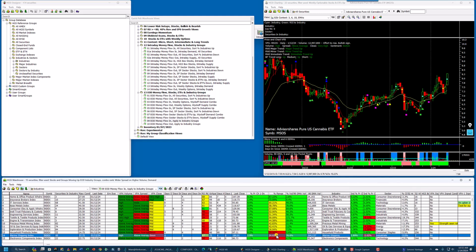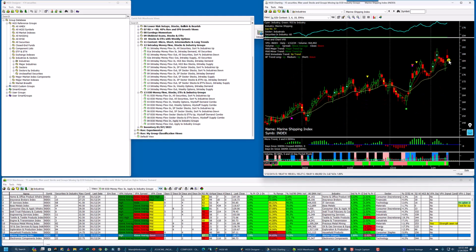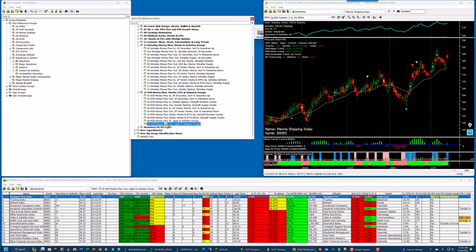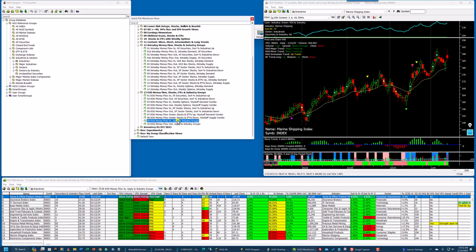marine shipping. It closed down in its range, but it was a gap up, so there still may be a lot of strength in that group. That's why I didn't put the range in there. Maybe I'll change that, I don't know. So we have money flow in and money flow out. These are the groups where the money was flowing out based upon price and volume, and these groups, there was money flowing into these groups.